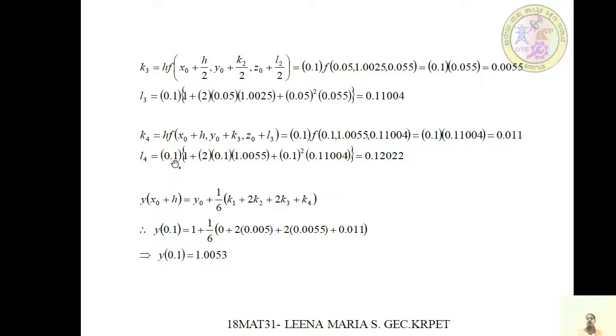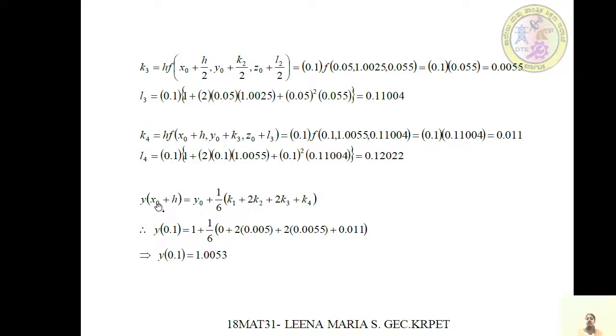So L4 is 0.1 times, looking at the second function again, 1 plus 2 into x into z. Here x is 0.1, y is 1.005, plus x square, 0.1 square, into z, 0.11004. Again simplifying and multiplying with 0.1, we get 0.12022. These are the values for K4 and L4.